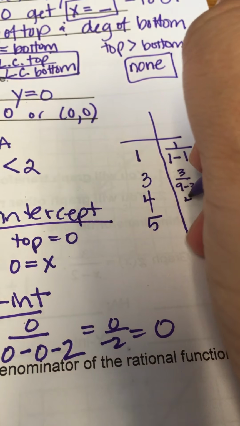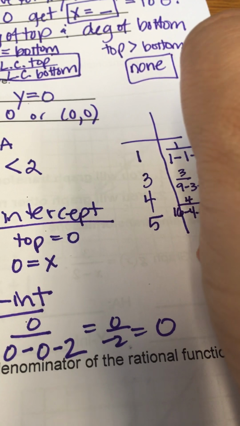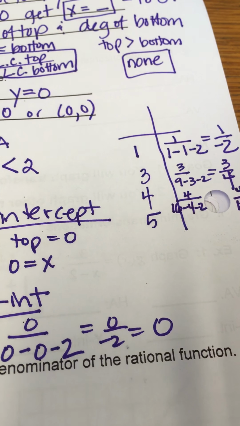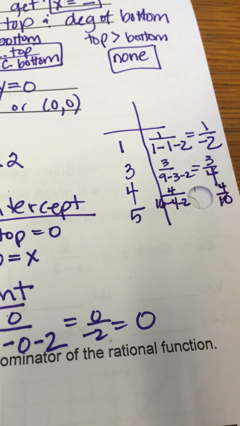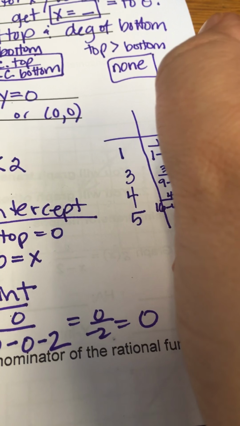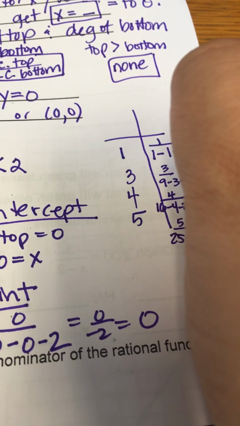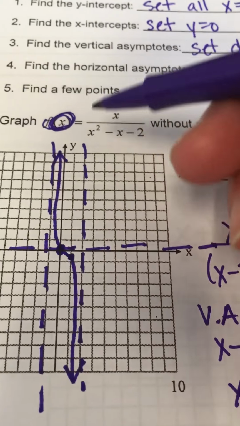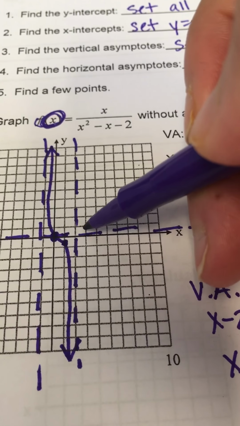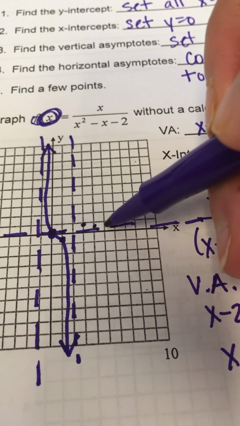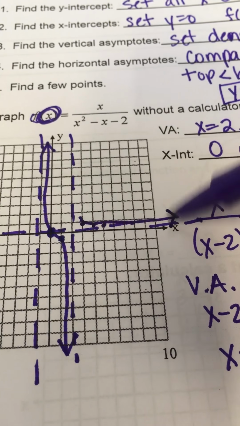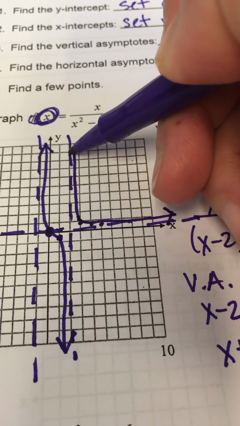4 is going to give me 4 over, plug it in, 16 minus 4 minus 2, 12, so 4 over 10, which is 2/5. Okay, take those points, so 5, and then I have 5 over 25 minus 5 minus 2, so 20, 18, 5 over 18. So these are some silly numbers, but we can do them. 3 and 3/4, so it goes up like to here, and then 2/5, and it goes smaller. So you can see it's curving close to this asymptote here at 0, and going up here like this.